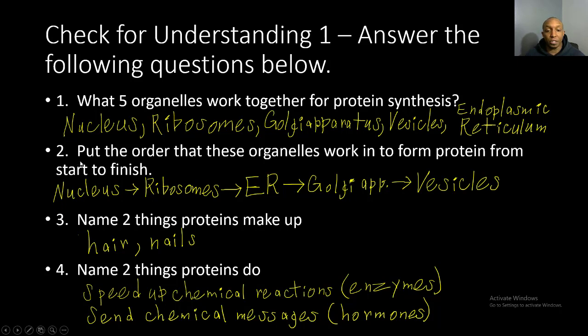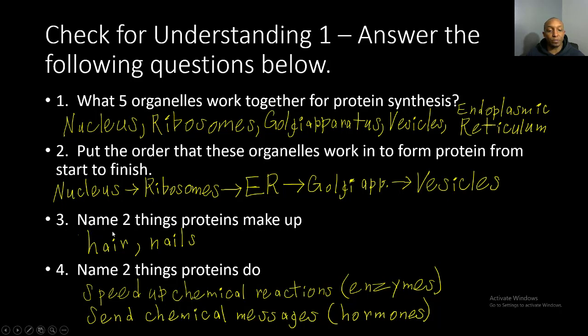Number 2, put the order that these organelles work in to form proteins from start to finish. So first we start off with the nucleus. Remember, the DNA is in the nucleus, and the DNA gives that message to the ribosomes and tells them what type of protein to make. And then the ribosomes, they move on to the endoplasmic reticulum, and specifically the rough endoplasmic reticulum, to help finish those proteins. And then those proteins go from the endoplasmic reticulum to the Golgi apparatus, where it finishes, sorts, packages, and ships off those proteins in vesicles.